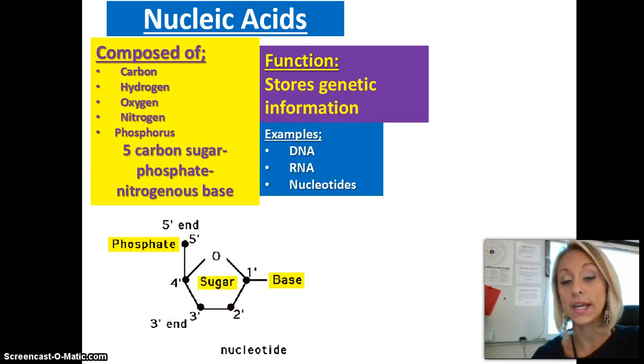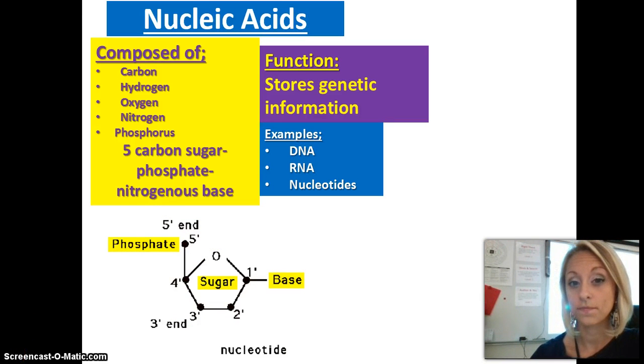Last one is the nucleic acid, which is composed of carbon, hydrogen, and oxygen, just as the other 3 have been, but we also have nitrogen and phosphorus in nucleic acids. Nucleic acids are composed of a 5-carbon sugar, as you can see down here in the picture, a phosphate backbone, and a nitrogenous base. The function of a nucleic acid is to store genetic information. Examples would be DNA and RNA.